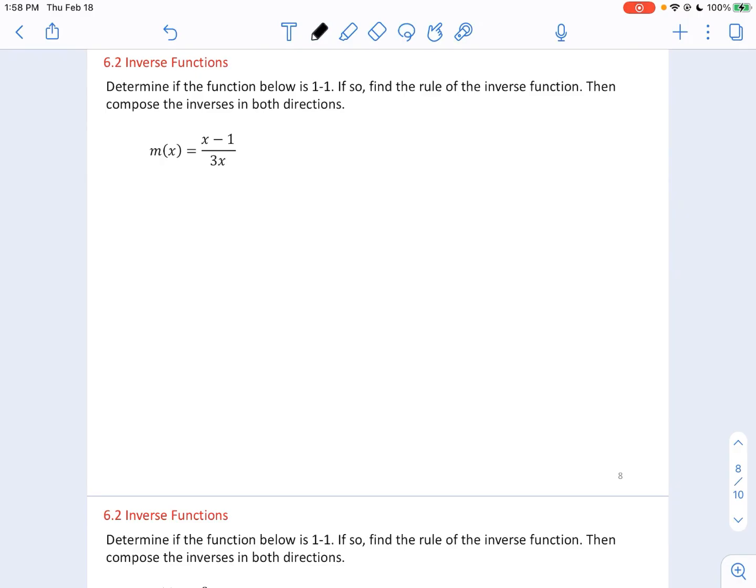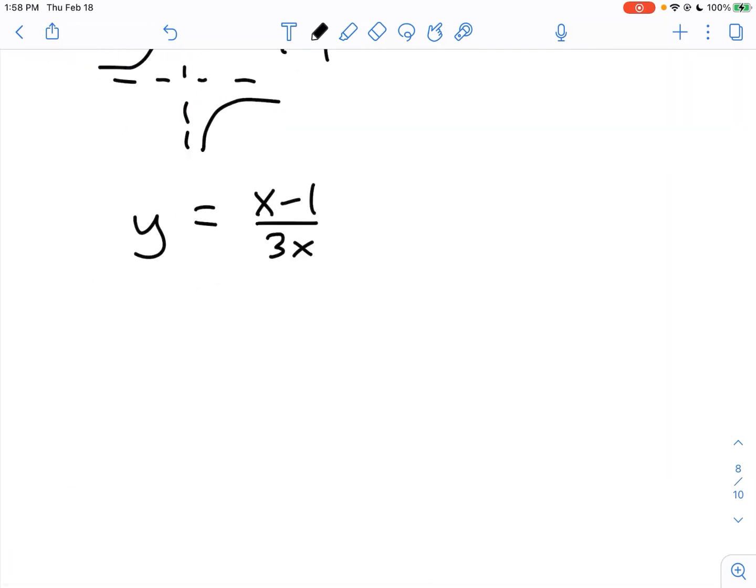So we have another situation where we have a 1 to 1 function. So we change the m of x to a y. Now we solve this for x. Now the tricky thing is that x is in multiple places. You could split the 3x up, put x over 3x minus 1 over 3x, and then that'll get x down to one place, and then you solve for it.